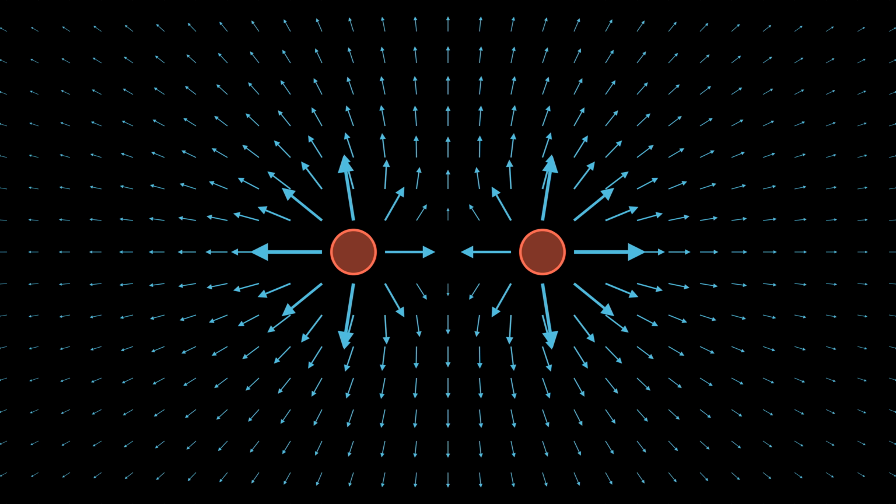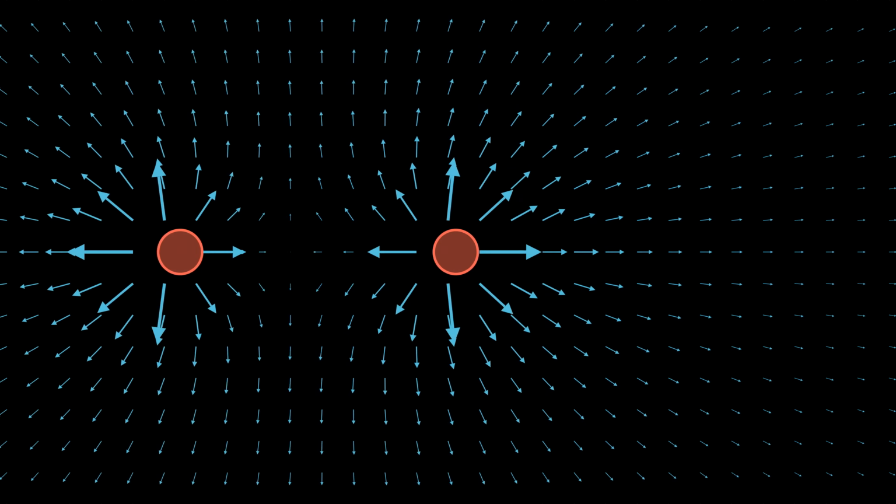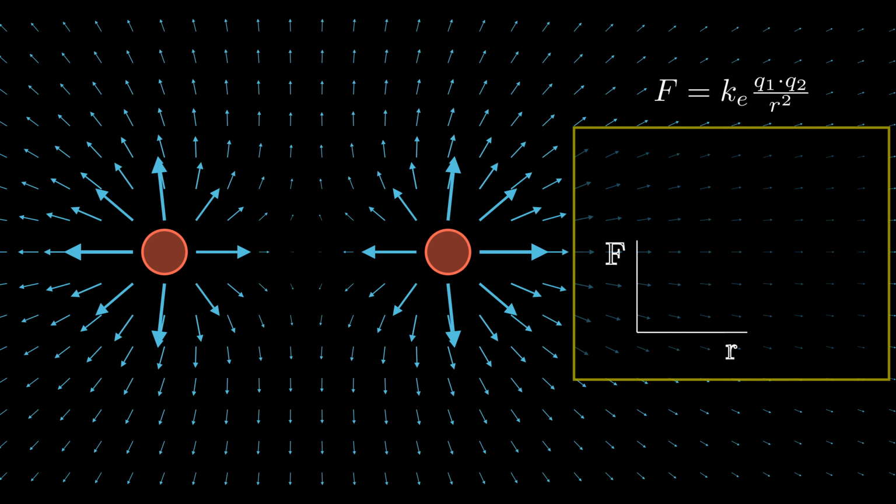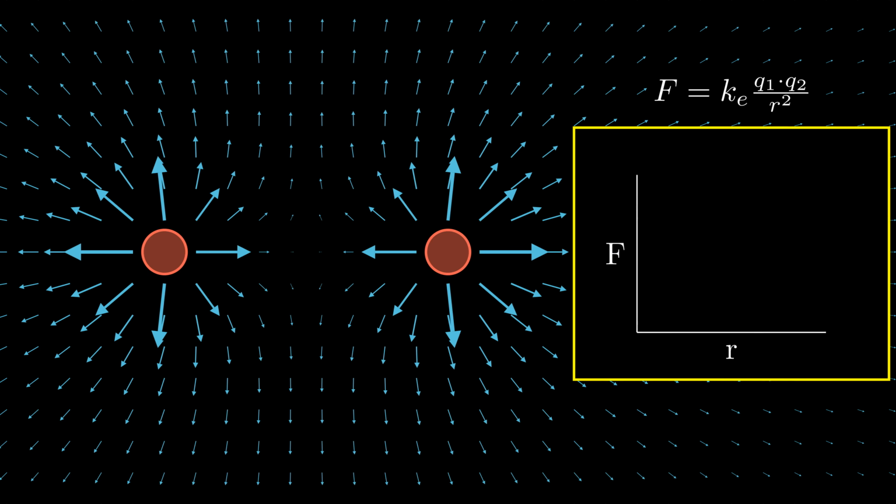The mathematical relationship which describes the forces that charged particles impart upon one another is Coulomb's law. Here, F is the force that a charged particle will feel, Q1 and Q2 are the charges of each particle, R is the distance between the particles, and k sub e is a constant. Let's plot the force that these protons feel as the distance between them changes.